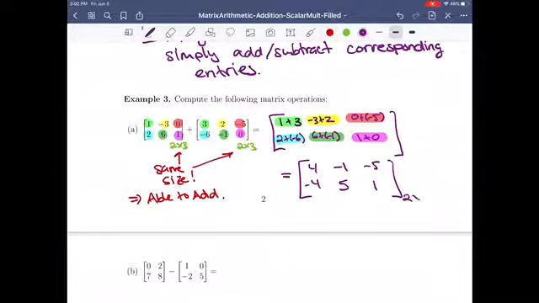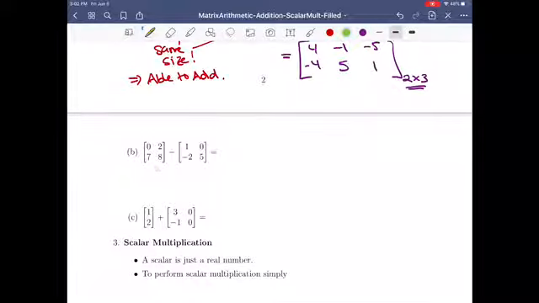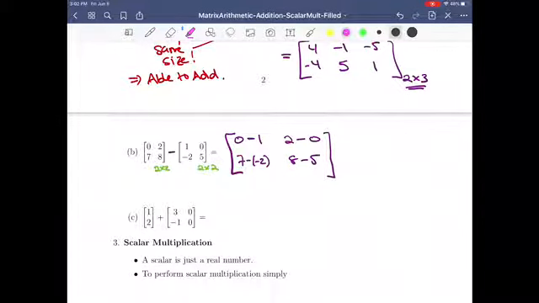Okay, let's try another one. Here, they're both 2 by 2 matrices. Okay, so we're able to subtract. That's good. And then we're just going to do the exact same thing. You just do the entries in the same positions. So I'm going to have 0 minus 1. I want to make sure that I'm doing a minus here, so the minus is what goes in between. The next entry, I have 2 minus 0. Then I have 7 minus -2 and 8 minus 5. And I'm just going to color code those for you.